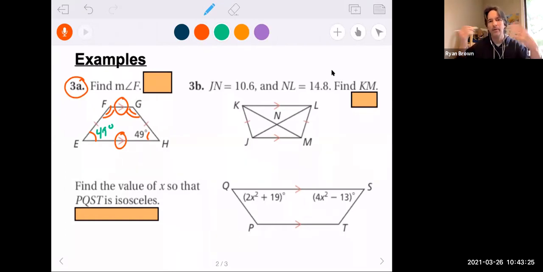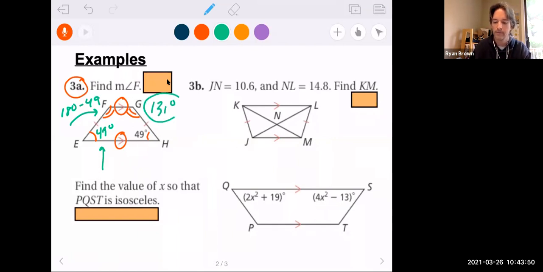Now, how can we go back up and do F and G? Like we said before, because they're same side supplementary with the parallel lines, they both add to 180. So if this is 49 here, angle F or angle G should be 180 minus 49. And if you do that on your calculator, 180 minus 49, you would get 131 degrees. There you go. So we use the fact that it's isosceles, so we have the base angles congruent, but also it's a trapezoid with parallel lines, so we use same side supplementary. Okay, how about 3B?